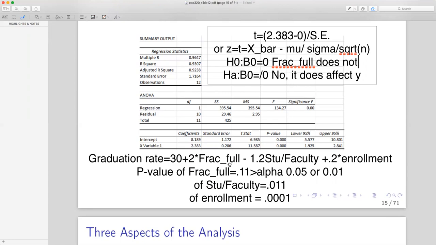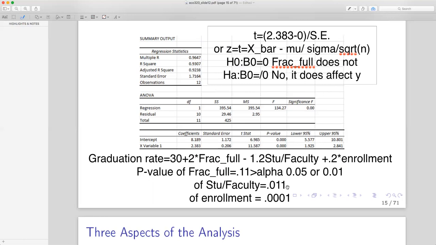So basically, this p-value is greater than 0.05, so you fail to reject. Your conclusion would be that fraction of full time actually does not affect graduation rate. So it's not relevant, not really important. When you make a recommendation to the student officers, you say fraction of full time doesn't matter.